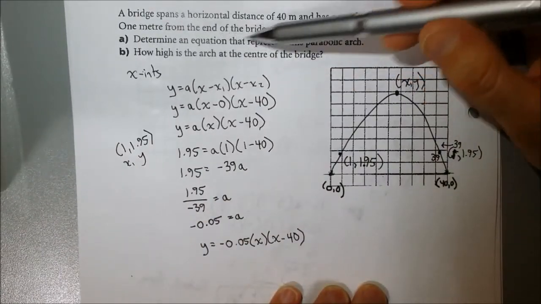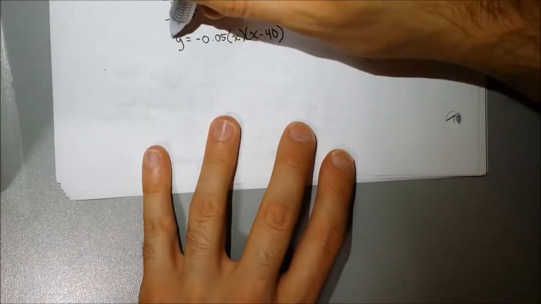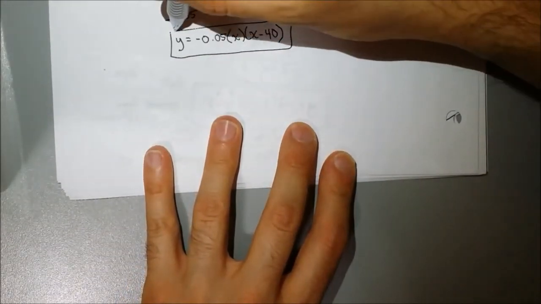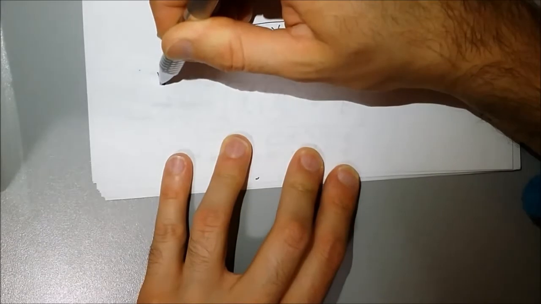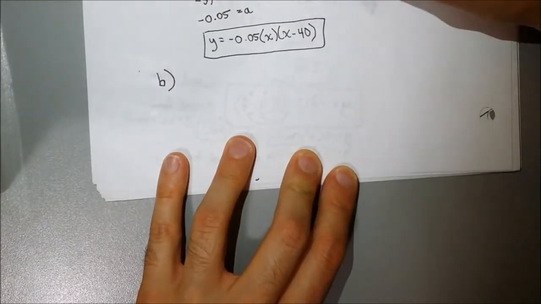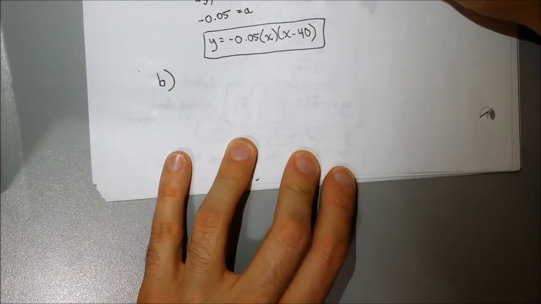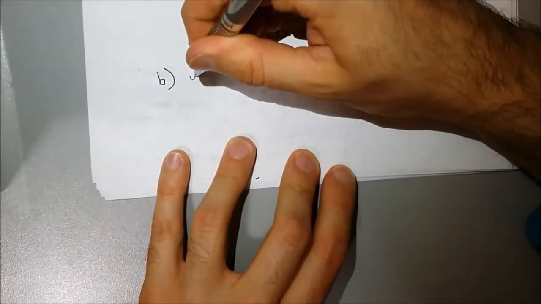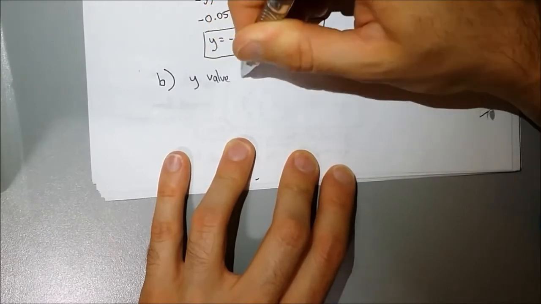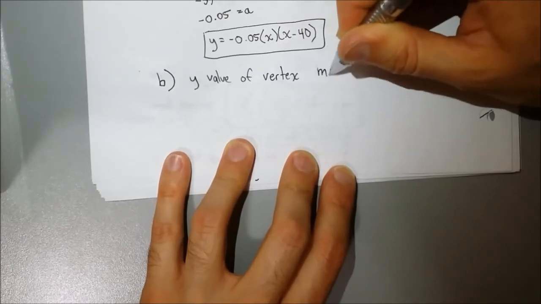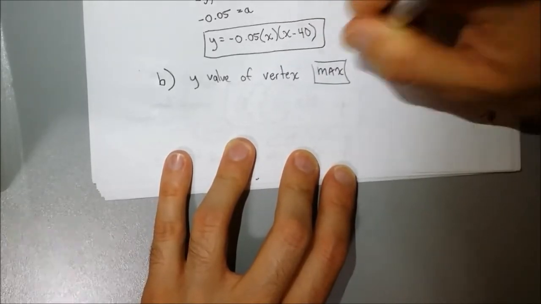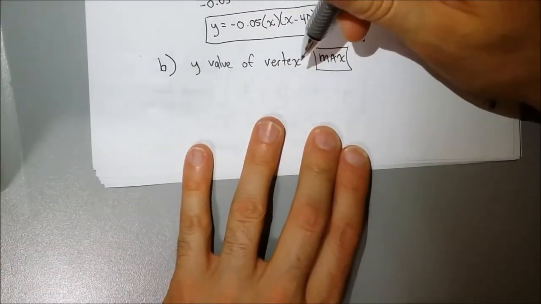Yes, so in part A, they were just asking us for an equation. They didn't specify a format. This is an equation, so I would leave it at that. To do part B, how high is the arch over the bridge? So basically that is a fancy way of saying, what is the y value of the vertex? Because it's a parabola that's opening down, it's going to be a maximum. So it makes sense to me, should make sense to you.